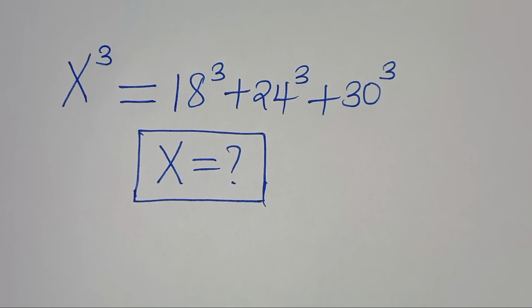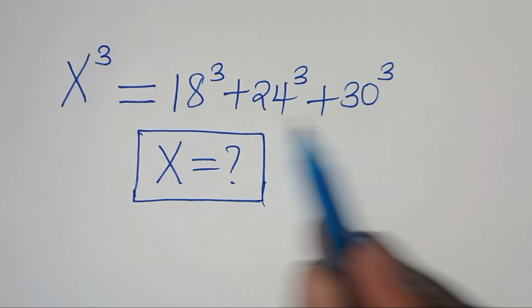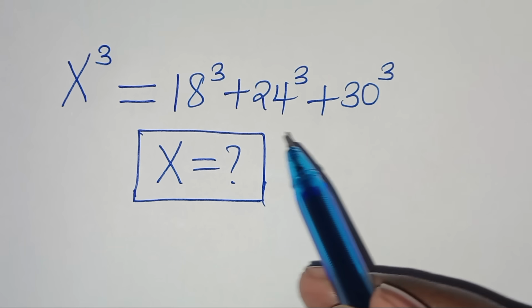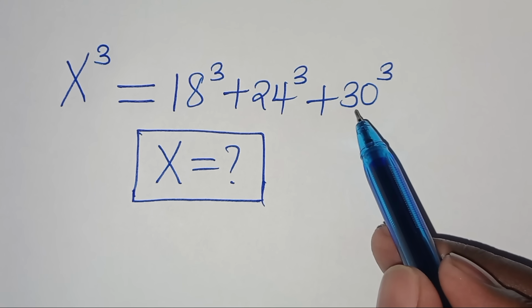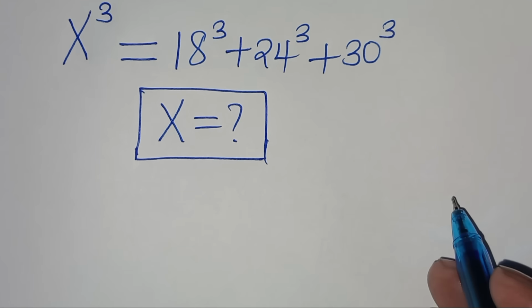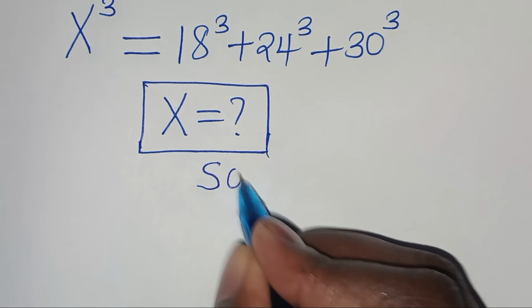You're welcome to solve this nice algebra problem, which is x to the power of 3 equals 18 to the power of 3 plus 24 to the power of 3 plus 30 to the power of 3. So what is the value of x? Let's provide a solution from here.